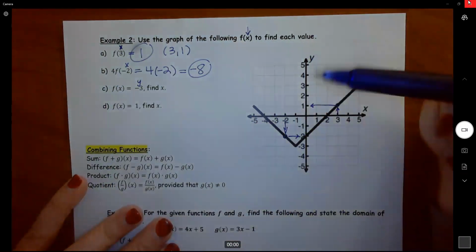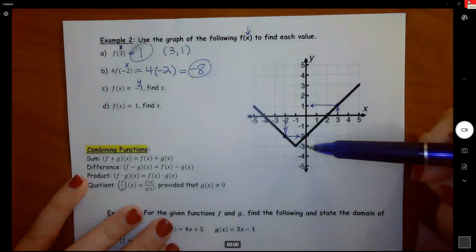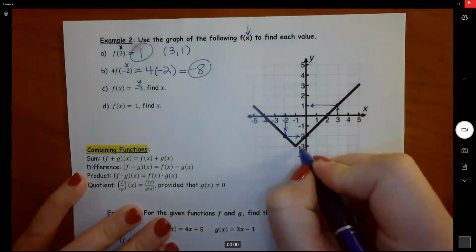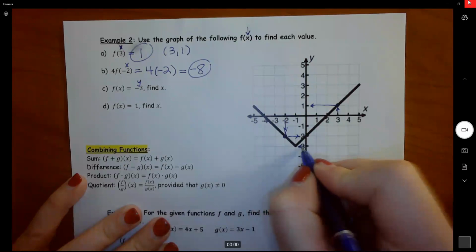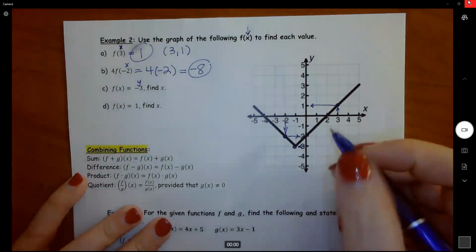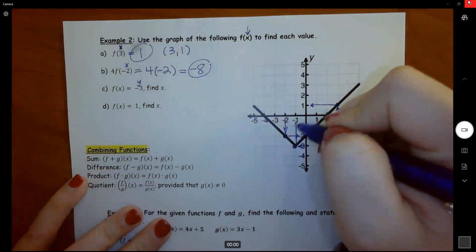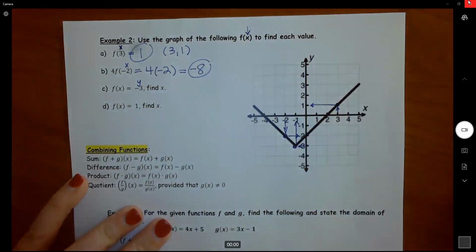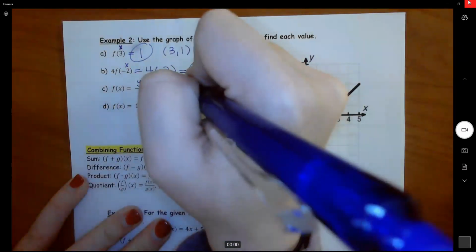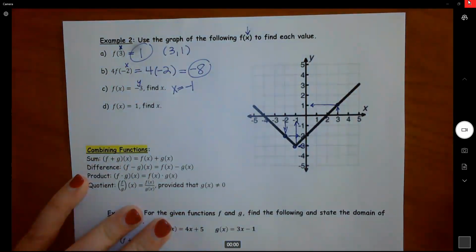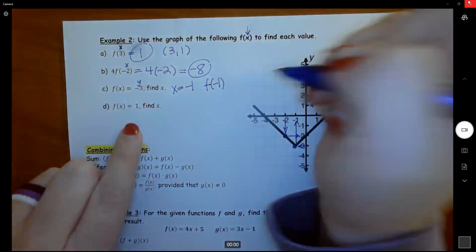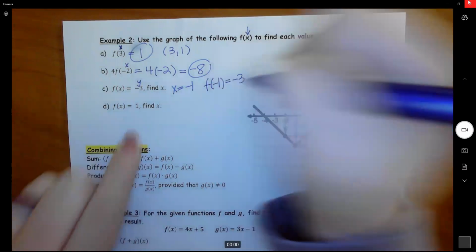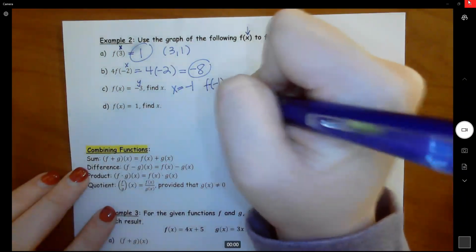So now I'm going to go along here to my y. Y is -3. I have no graph to the right, so I'm going to go to the left. And here is my graph. And so what is that y coordinate, or that x coordinate? And that x coordinate is -1. So here x equals -1. If I wanted to write that in function notation, we would do f of -1 equals -3. That tells me the ordered pair -1, -3.